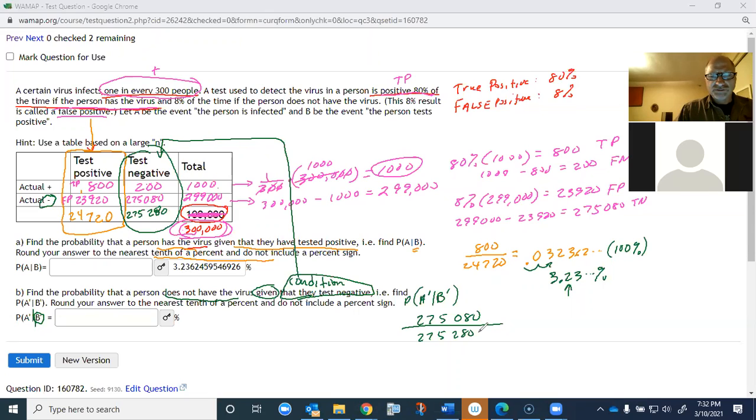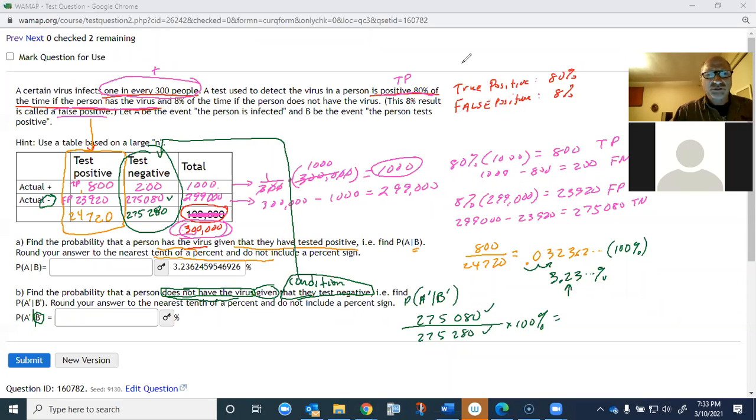So that's the total of testing negative, and it asks, what's the probability that the person does not have the virus? And in that column, the people who do not have the virus is 275,080. So that's our numerator, and that's our denominator. Now we need to change that to a percent. I'm just going to do this all in one fell swoop, multiplying by 100 as I do my division.